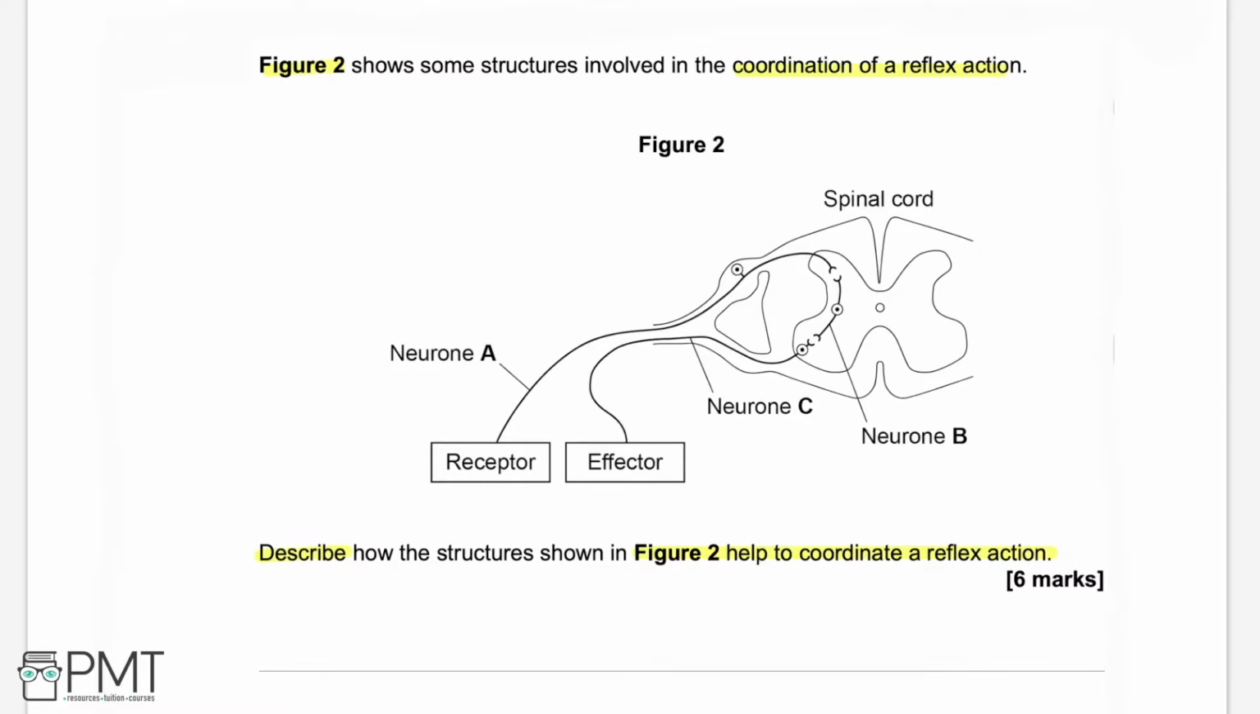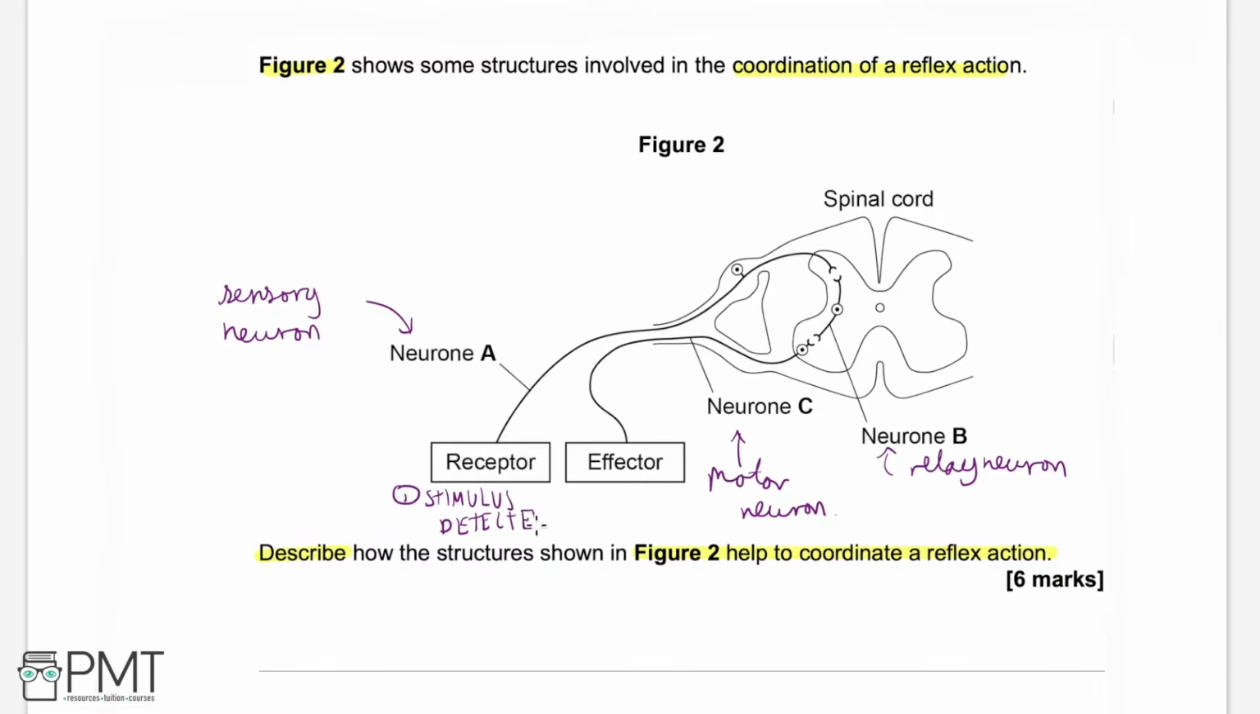Well, let's go through Figure 2 and begin by labelling the neurons. Neuron A is the sensory neuron. Neuron B is the relay neuron. And finally, neuron C is the motor neuron. The process of a reflex action begins with a stimulus, which is detected by the receptor. Then, an impulse is created, which travels through the sensory neuron. This travels all the way to the spinal cord.